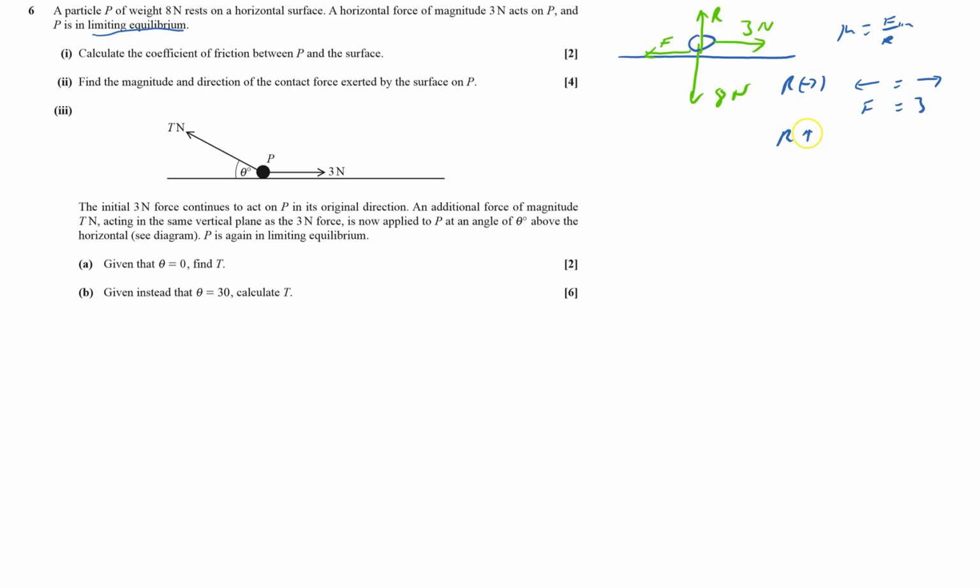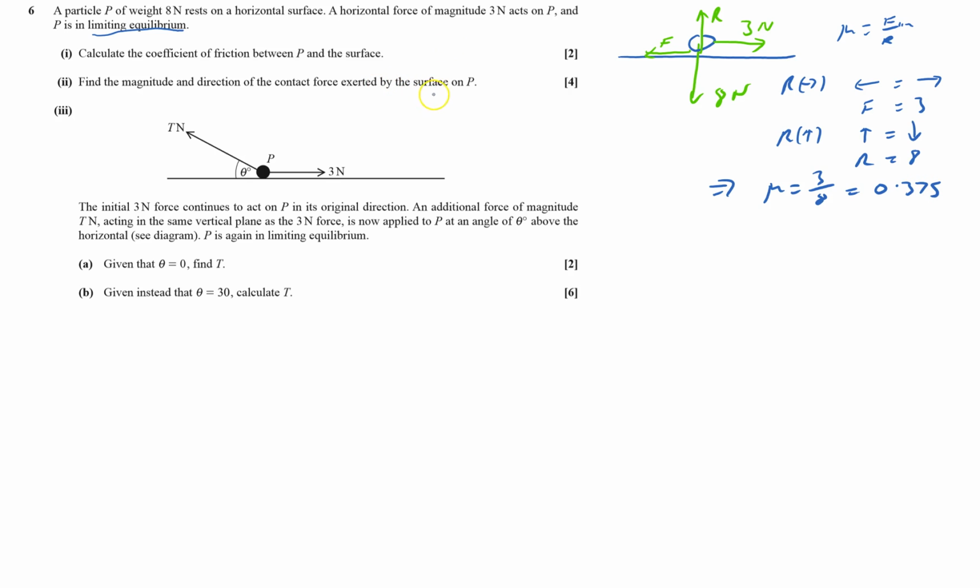Now to resolve vertically, and again there's no acceleration here, and so upwards equals down, and so R equals 8, and therefore mu equals F over R, which equals 3 over 8, which equals 0.375. That's the first bit done.